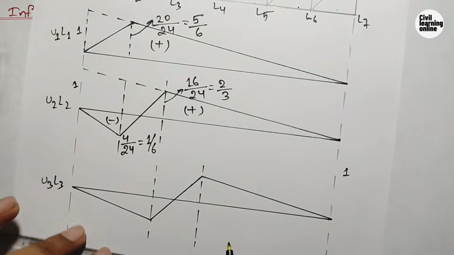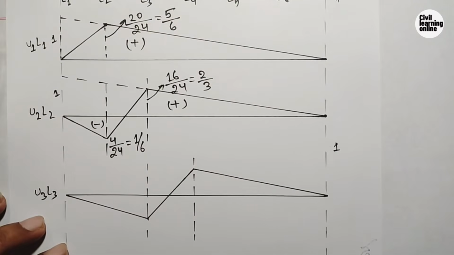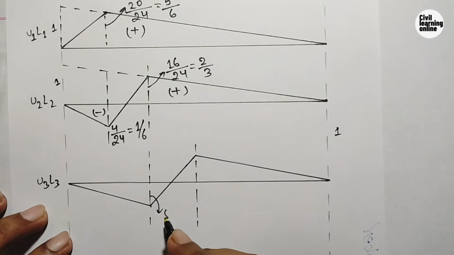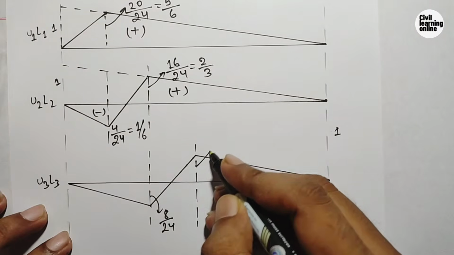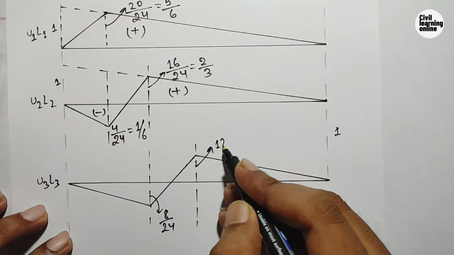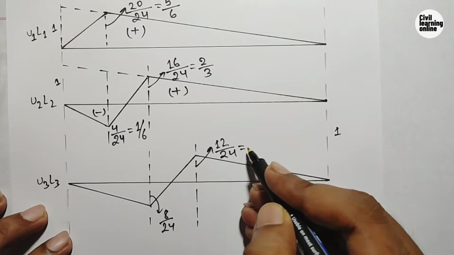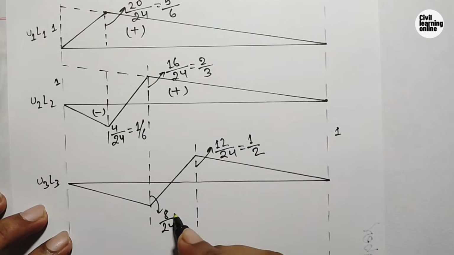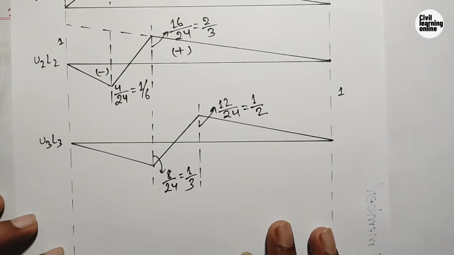Now we can easily calculate the height of the influence line diagram, and it is going to be here 4 plus 4, means 8 upon 24, and here it is going to be 4 plus 4 plus 4, 12 upon 24. So on solving this, we will get 1 by 2 and 1 by 3, and this was for the influence line diagram for the upward chord member.